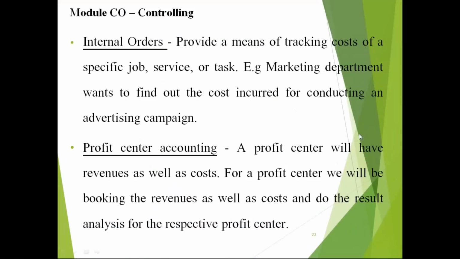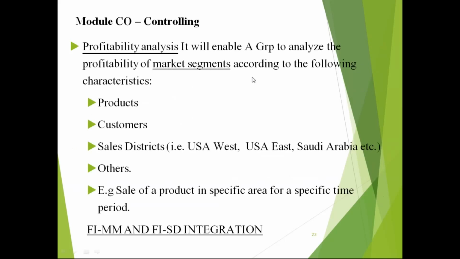Okay. So a profit center will have revenues as well as costs. For a profit center, we'll be booking the revenues as well as the cost and do the result analysis for the respective profit center. But at times this information may not be sufficient for my decision making. That's where I'll be coming to my next important area, my profitability analysis. This gives me information in more detail. It will enable a group to analyze the profitability of market segments according to the following characteristics: products, customers, sales districts, or others. Let me put it here for a clearer explanation.